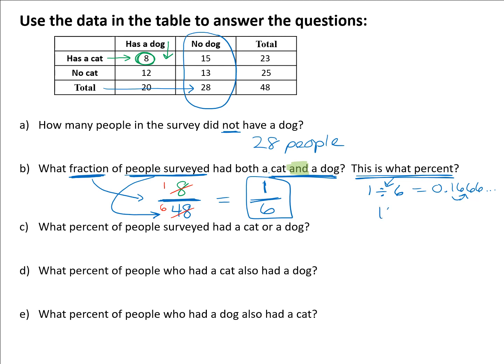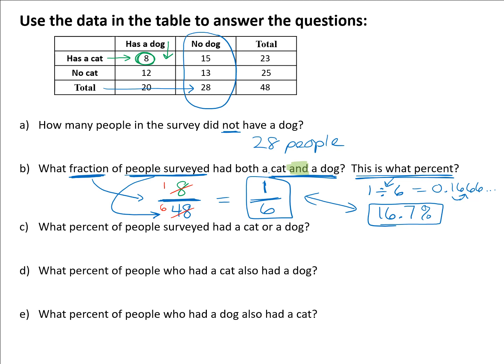When I do that, I'm going to get 16.66666, but typically we round percents to the first decimal point. At least that's what I'm going to request in all worksheets, 16.7%. So we've got the fraction of 1/6 and then the percent of 16.7%. That would relate to who in the survey has both a cat and a dog.